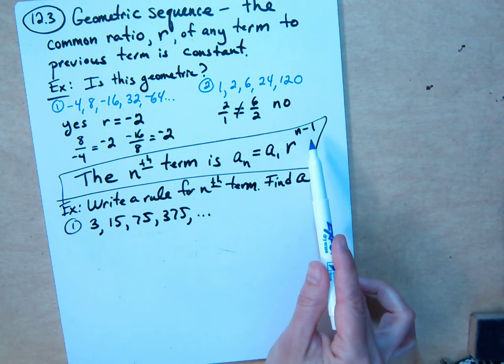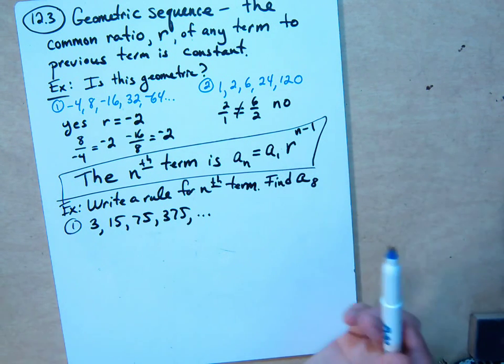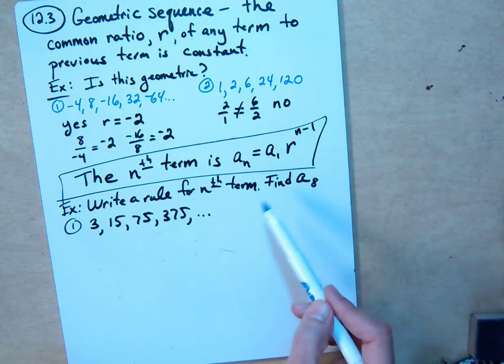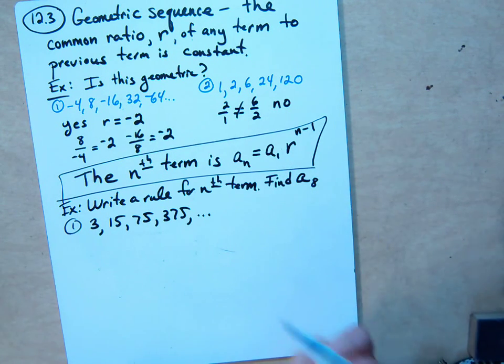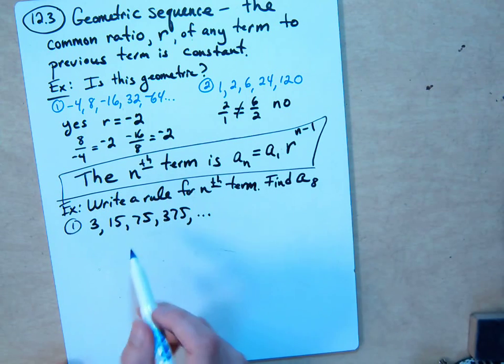Because that stands for the nth term in the sequence. Of course we don't know that. It depends on which one you want to know. If you want the 8th term, then sure, n is 8. But in the general formula, we don't know what n is. We just leave it as n.